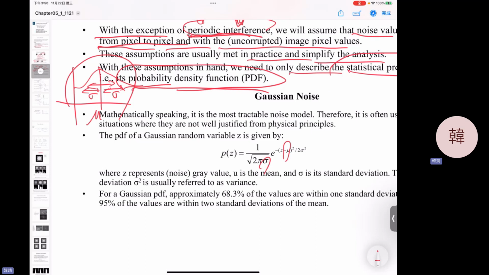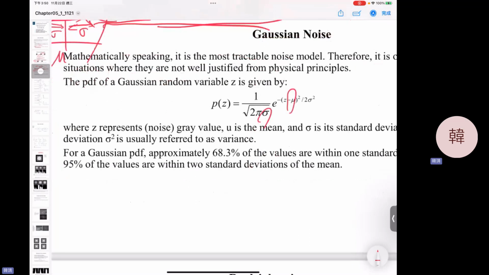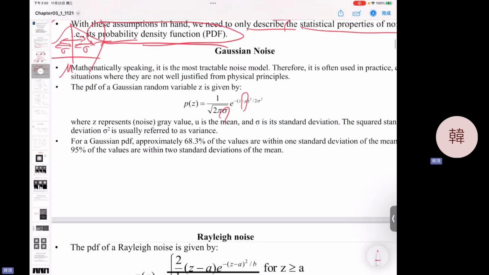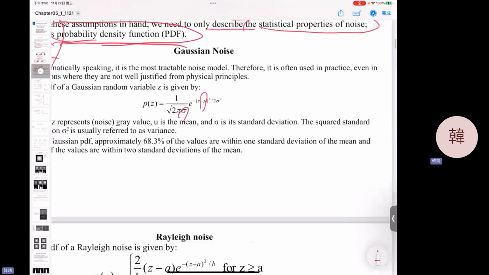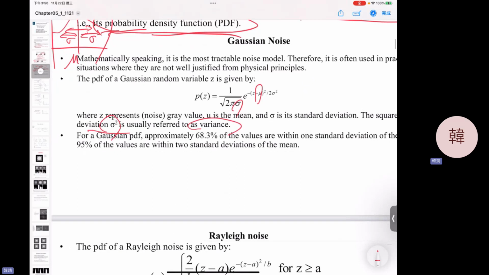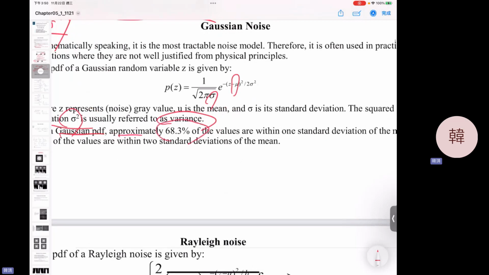Also, if you look at the noise model, it looks like a Gaussian, and the only thing you have to do is try to find the mean and the sigma of the noise model. Okay, so the squared standard deviation we call the variance, right? So sigma is the standard deviation. For a Gaussian probability density function, approximately 68.3% of the values are within one standard deviation.